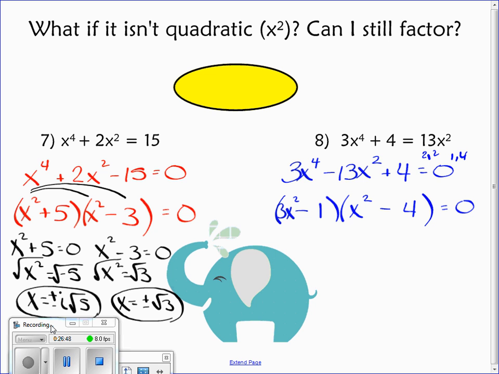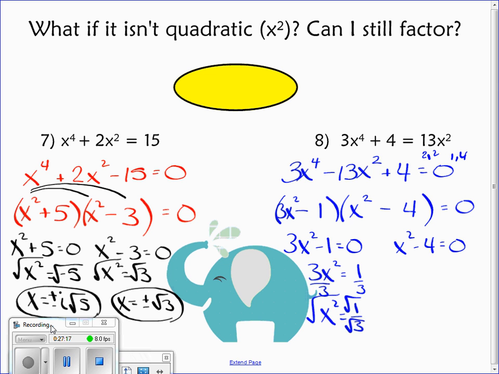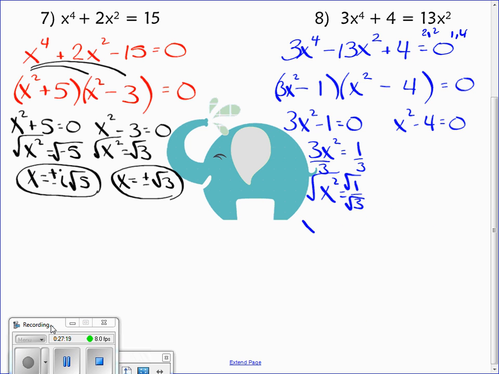And then we set them equal to 0, right? Okay, so let's do that. So 3x squared minus 1 equals 0. X squared minus 4 equals 0. And then we solve. So add 1. 3x squared equals 1. Divide by 3. So x squared equals 1/3. Radicals on fractions, that's top and bottom. So x equals plus or minus, what's the square root of 1? 1. Square root of 3?